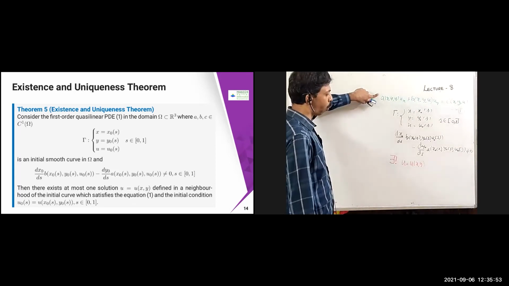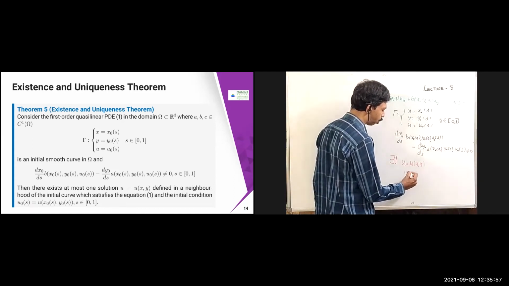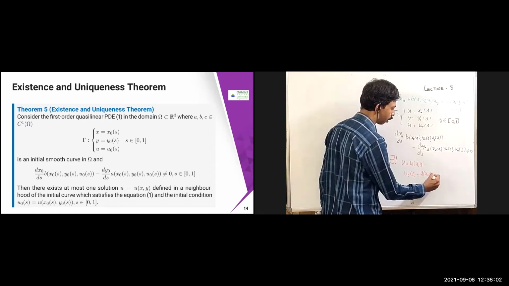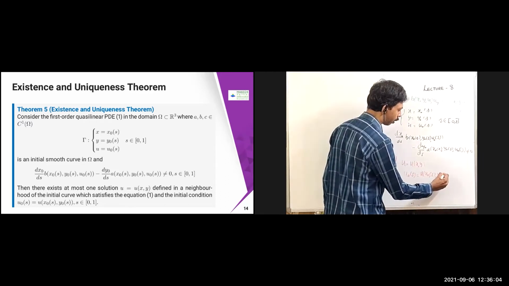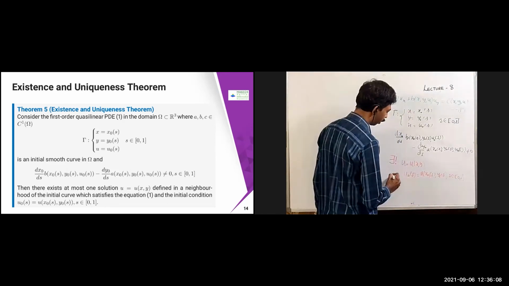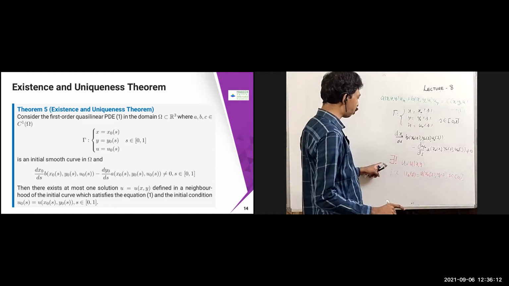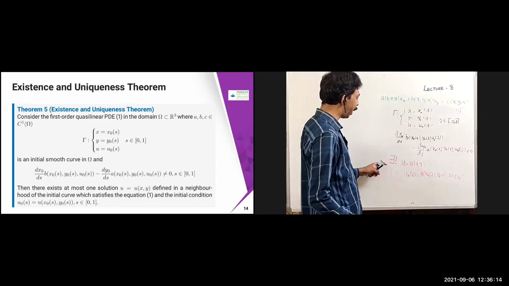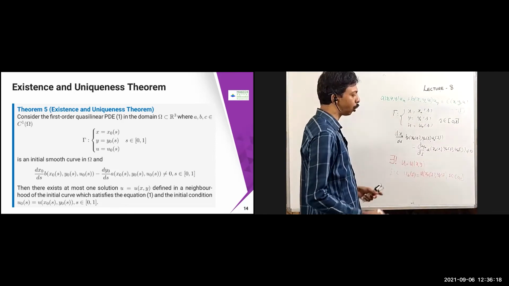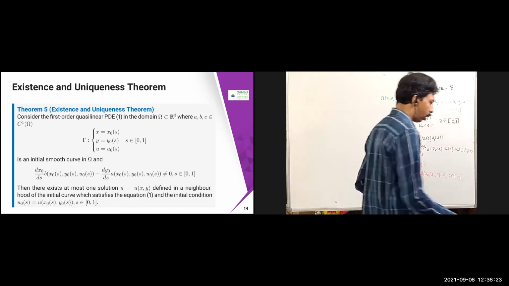It satisfies this equation 1. Okay, and the initial condition that u naught of s equal to u of x naught of s comma y naught of s belongs to 0. This is the initial condition. So if these two conditions are satisfied, there is a unique solution u equal to u of x comma y, which satisfies equation 1 as well as this initial condition u equal to u of x naught of s comma y naught of s. So let us prove this.